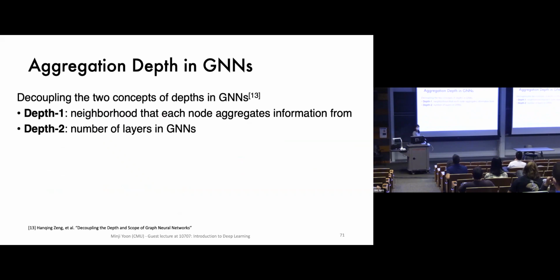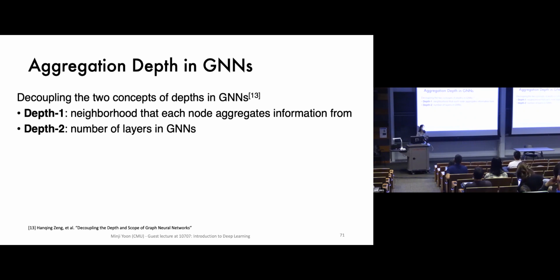And this foundational paper says, you know what? The reason that we are suffering from over-squashing and over-smoothing is because we mix two concepts. There are actually two different concepts of depth in GNN, and so far we mix them. That's why we are suffering this problem. The two concepts are, first, the neighborhood: how much I'm gonna look into my neighbors. And the second depth is the number of layers in the GNN.